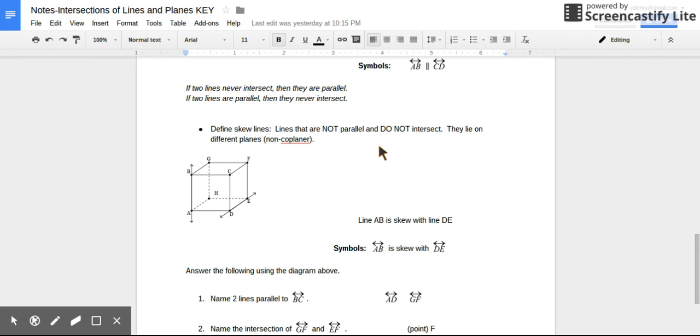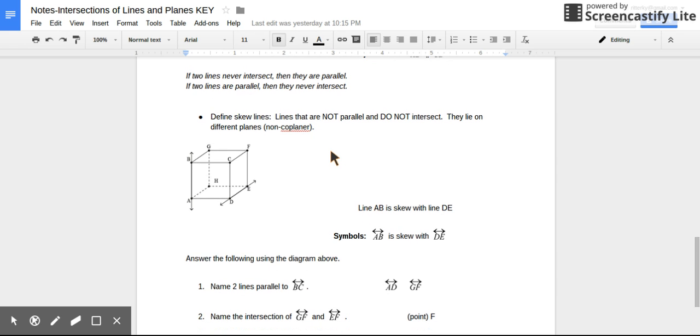Maybe you're thinking that we just talked about parallel lines being lines that don't intersect. Skew lines are not parallel. So even though we're looking for lines that are not intersecting, we're also not looking for parallel lines.